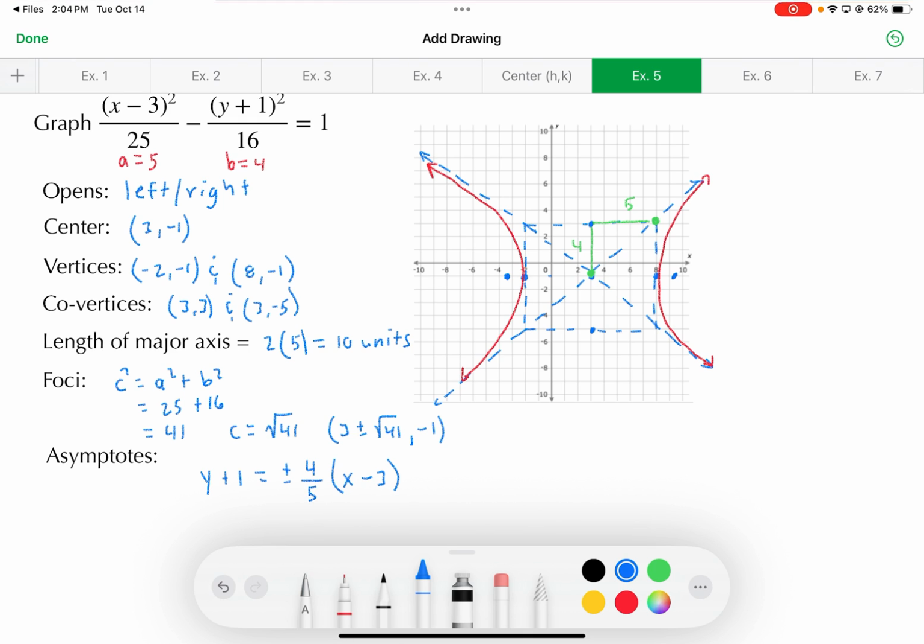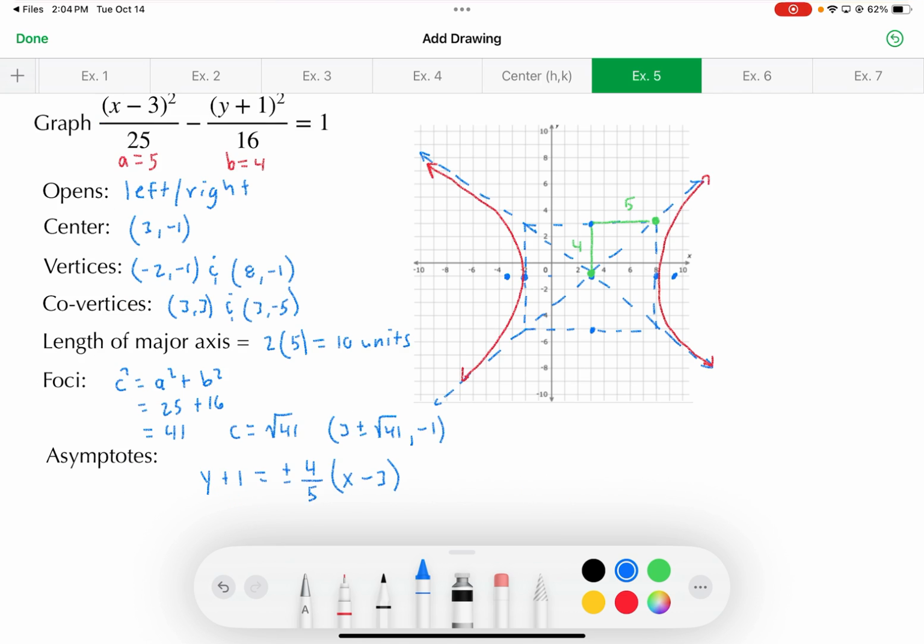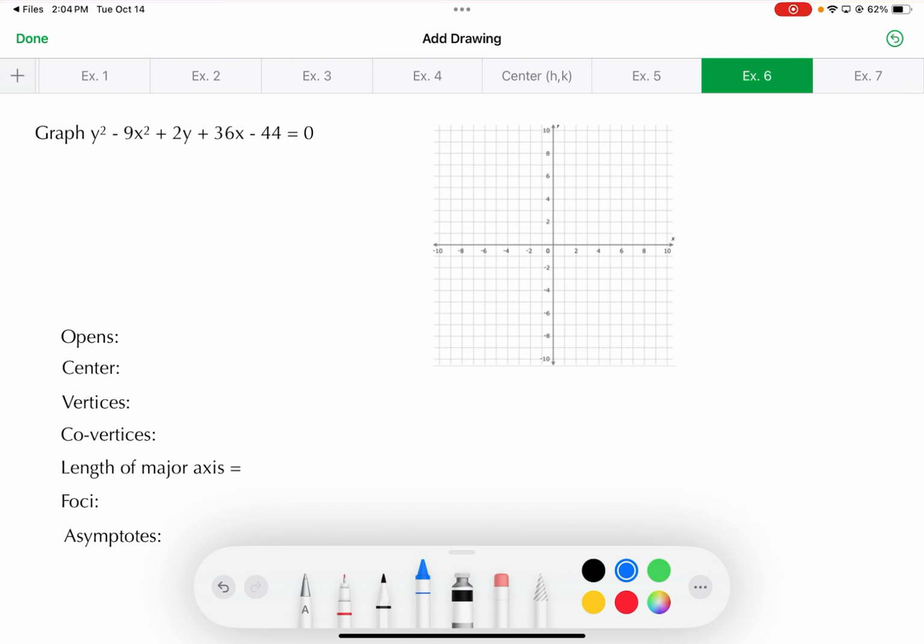Yes? Could you go back to the previous slide just for a second? Sure. Okay. You good? Yep. Okay. Questions? All right, example 6.